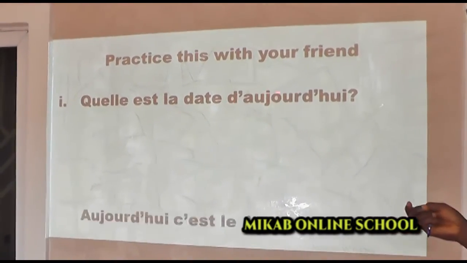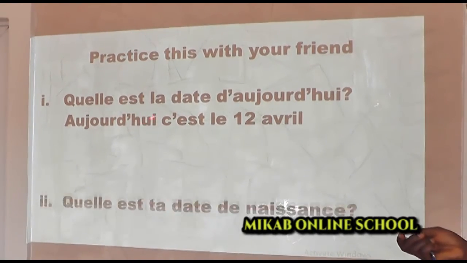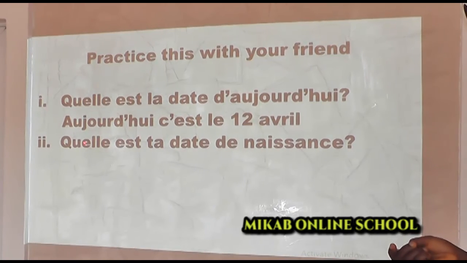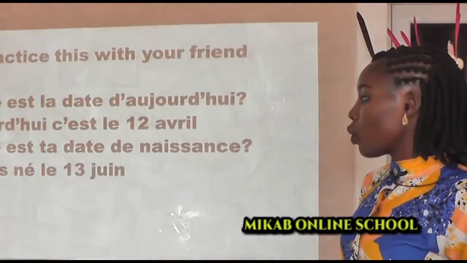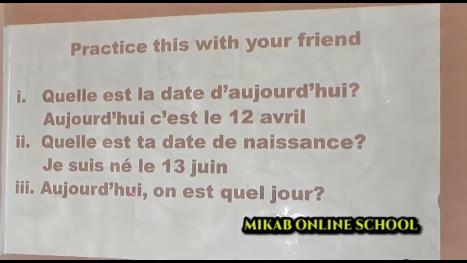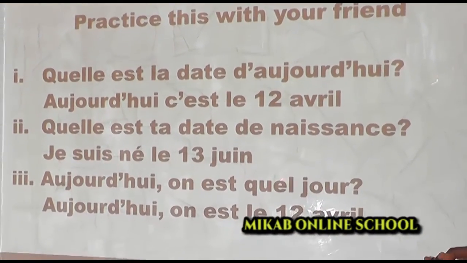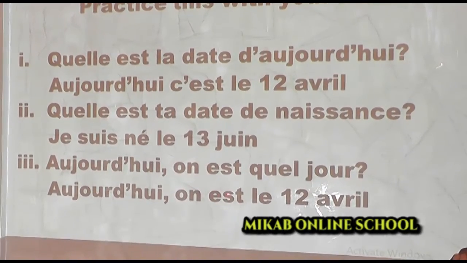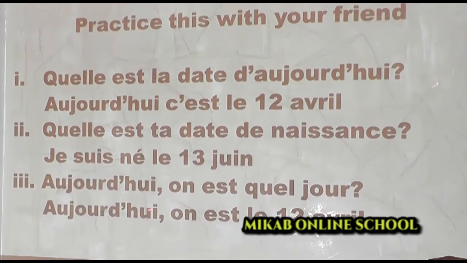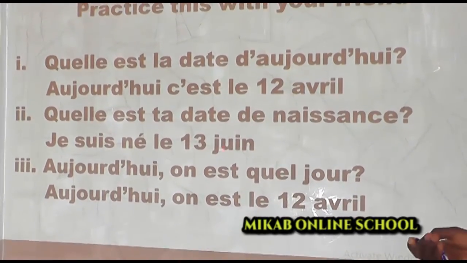Quelle est la date d'aujourd'hui? Aujourd'hui c'est le 12 avril. Quelle est la date de naissance? Je suis né le 13 juin. The next one is aujourd'hui on est quel jour? What do we have today? Aujourd'hui on est le 12 avril. Today is 12th of April.